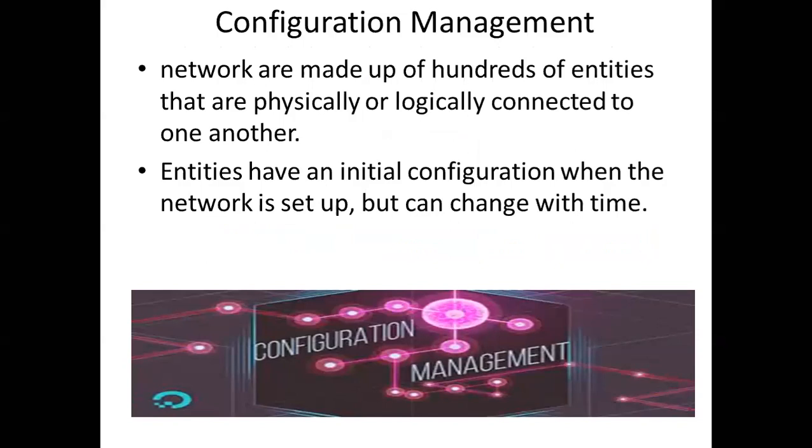Now, we all know that a network will be made up of a number of entities, a number of components that are connected to one another. They may be directly connected, physically connected, or they could even be logically connected. So all these entities have an initial configuration when the network is set up, but that can change with time. I'll give you one example.